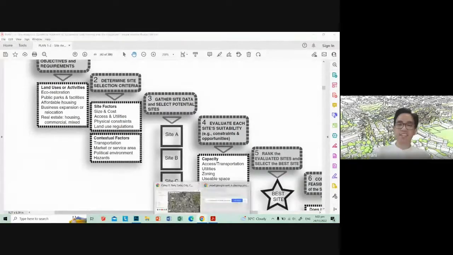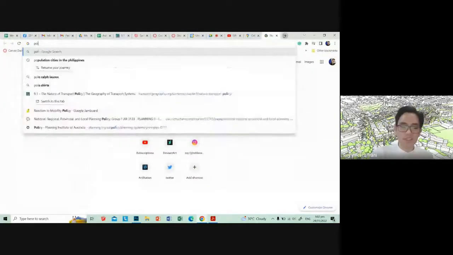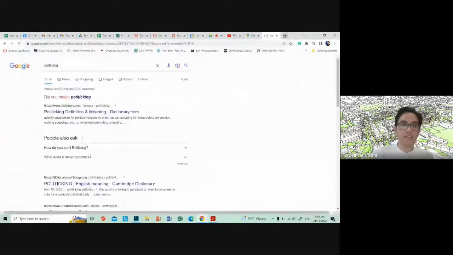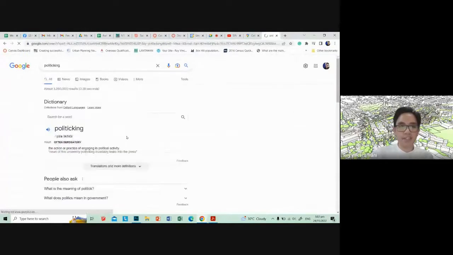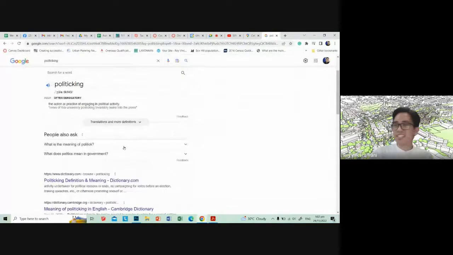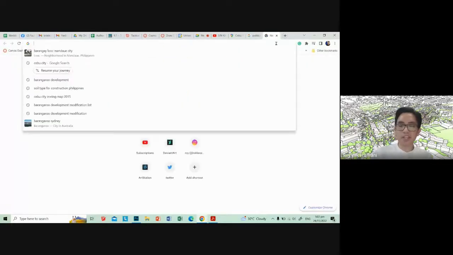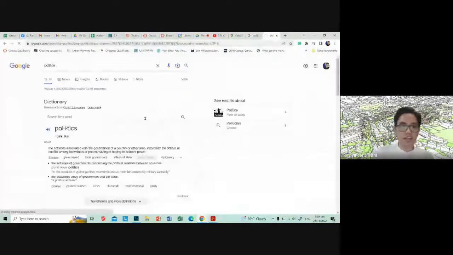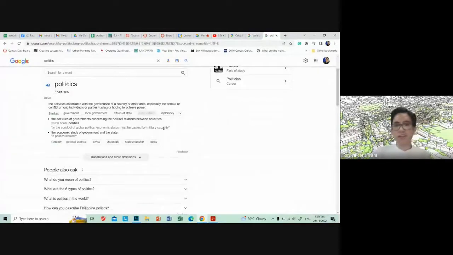Let's see here. Sorry. I'll just show it on Google. So politicking. Politicking, the adjective, is the action or process, or what do you call this? It's like what we think of politicians, that they're doing something for the sake of their own benefit, but the actual meaning of politics is some activities associated with the governance of a country, especially debate or conflict, blah blah blah.